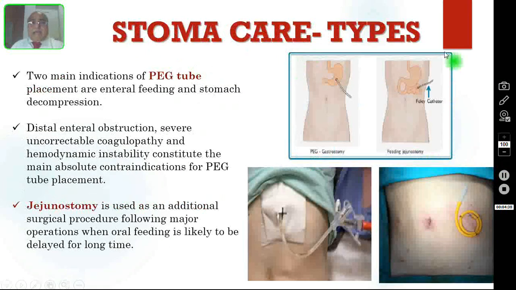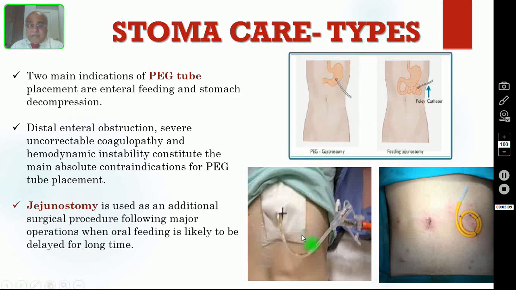So what are the different types of stomas? I told you the feeding types are either gastrostomy or feeding jejunostomy. Nowadays, for gastrostomy we do the PEG. The two main indications for PEG tube placement are enteral feeding or stomach decompression. Distal enteral obstruction, severe uncorrectable coagulopathy, and hemodynamic instability are the contraindications for a PEG gastrostomy.